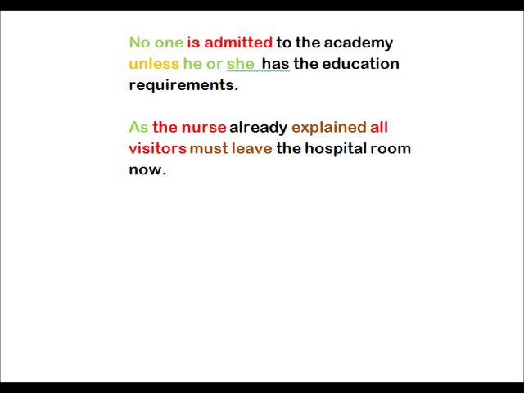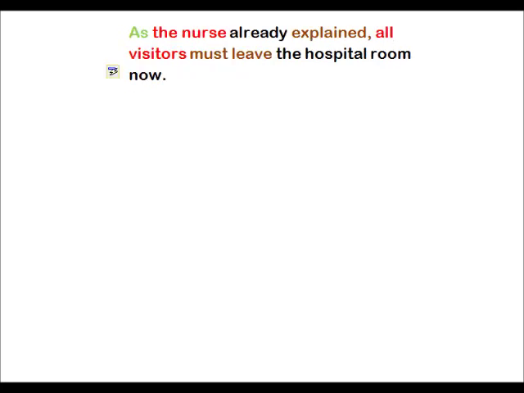Is it correct? We say no, it is not correct. This sentence is incorrect. Why? Because when the connector comes at the very beginning, this means that we need a comma. And this comma has to come between the two clauses. So as the nurse already explained, and then I put comma, all visitors must leave the hospital room now. That makes it correct. Now let's move to another example here, also about this fantastic skill.